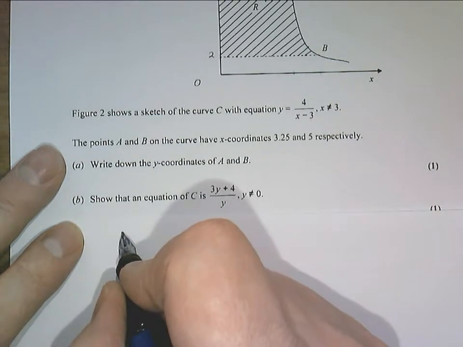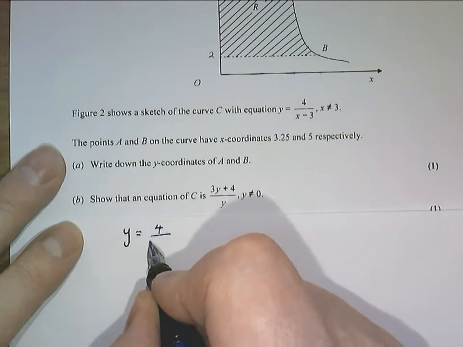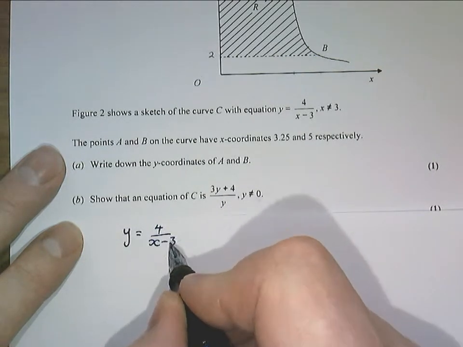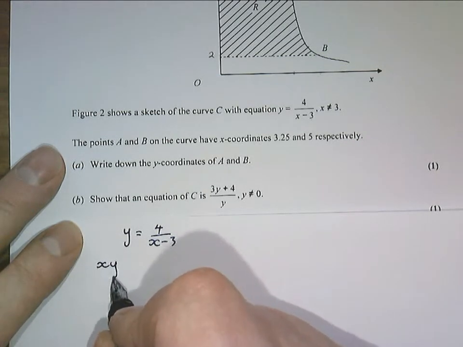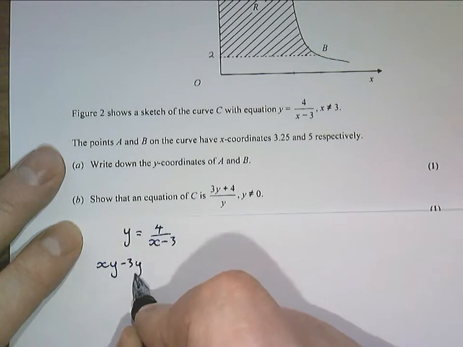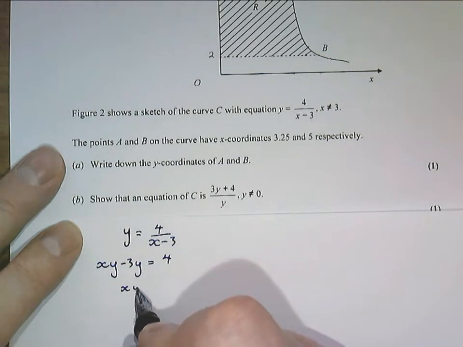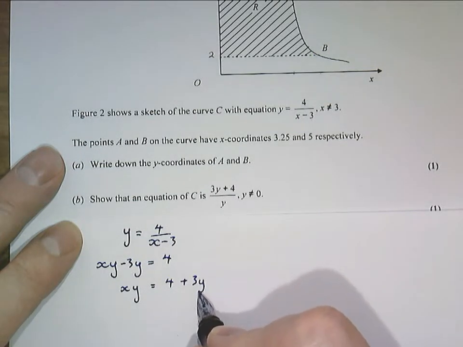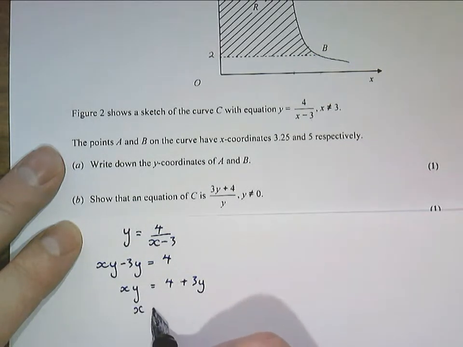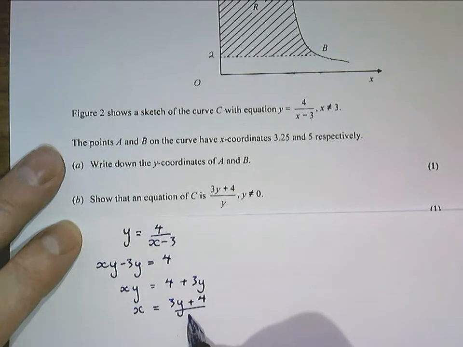So if we start with y equals 4 over x minus 3, then cross multiplying we can see that xy minus 3y is equal to 4, which gives us xy is equal to 4 plus 3y, or in the exact right form, x is equal to 3y plus 4 all over y.